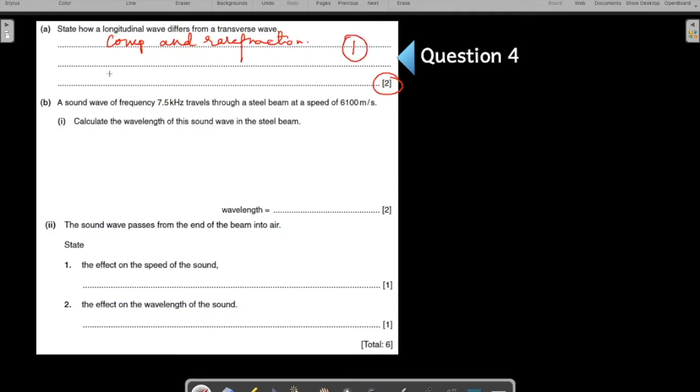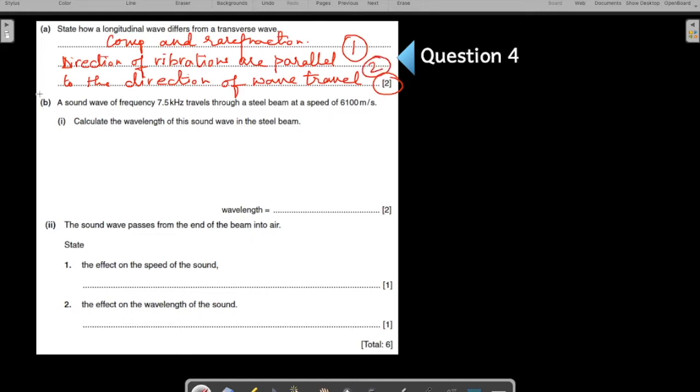Another thing the mark scheme is saying is that if you're writing that in a longitudinal wave, the direction of vibrations are parallel to the direction of wave travel. If you are mentioning this statement, you'll get whole 2 marks.